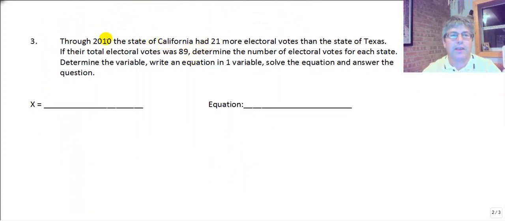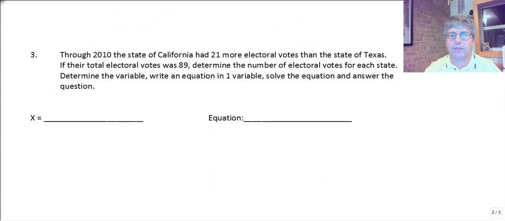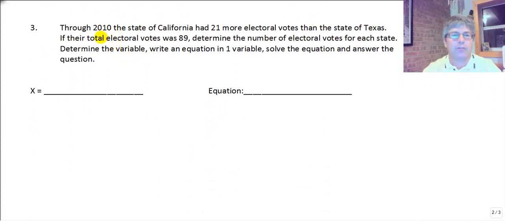Sample problem 3 says, through 2010, the state of California had 21 more electoral votes than the state of Texas. If their total electoral votes was 89, determine the number of electoral votes for each state. Determine the variable, write an equation in one variable, solve the equation, and answer the question.